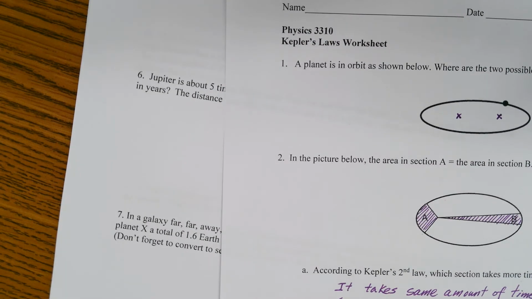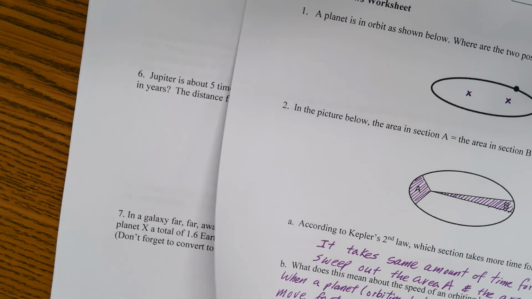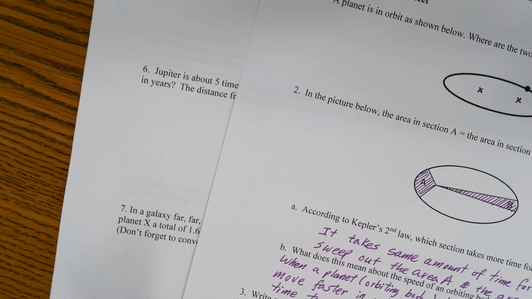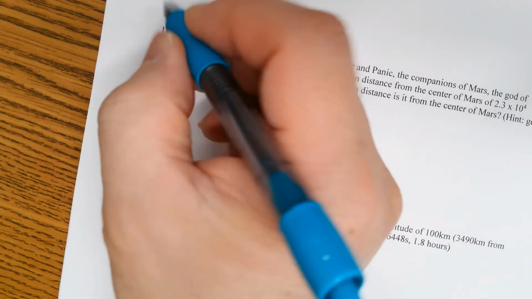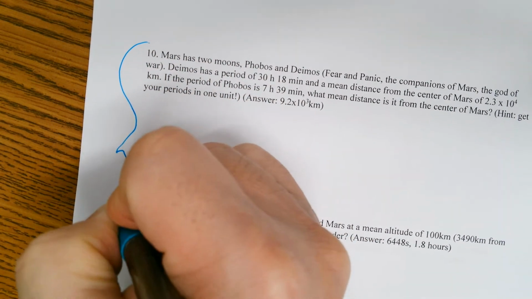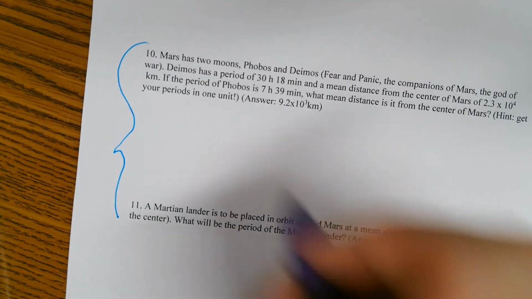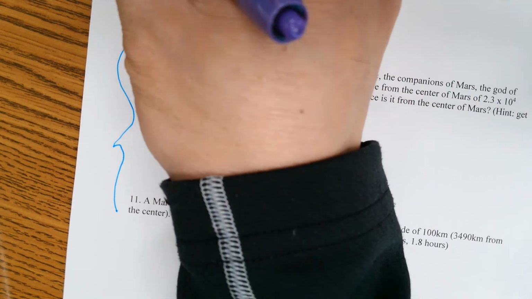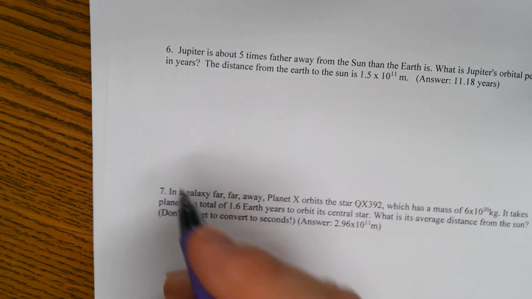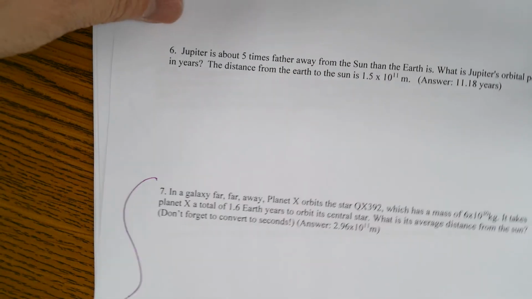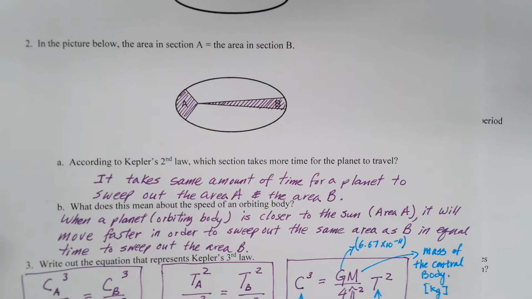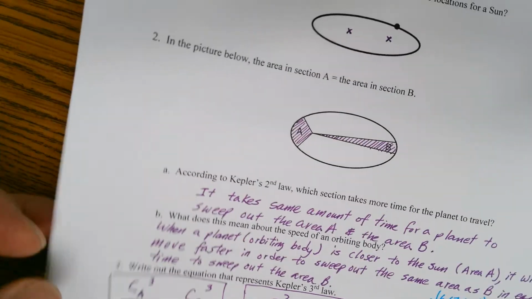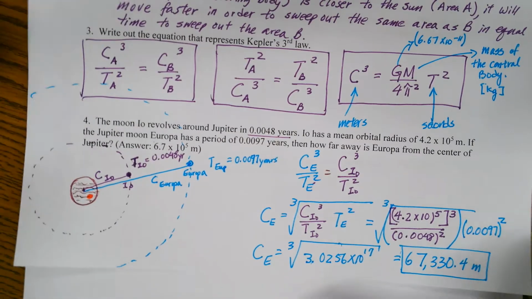I would pay particular attention to 7, 8, and 9. 7, 8, and 9 go together, and 10 and 11 go together. So these two go together as one, and this goes together with all this. All right, so give it a shot, and hopefully we can go over that on Monday.